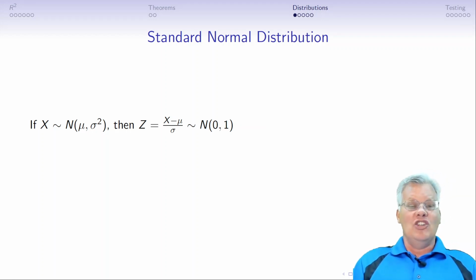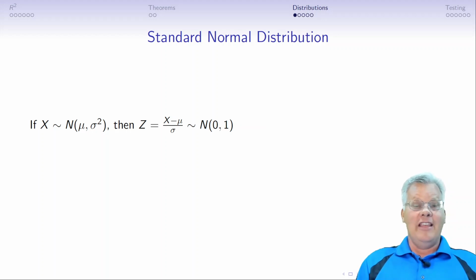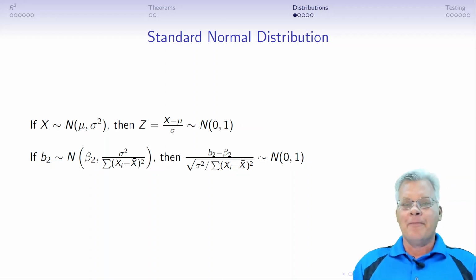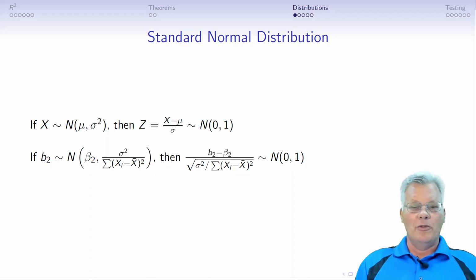So if x is a normally distributed random variable with mean mu and variance sigma squared, then z, which is a transformation of x minus its true unknown mean divided by its true unknown standard deviation, is standard normal, meaning it's distributed normally with mean 0 and variance 1. That's very easy to show, and I think that's a homework problem again, or at least it should be. Easy to show that z is distributed normal 0, 1.